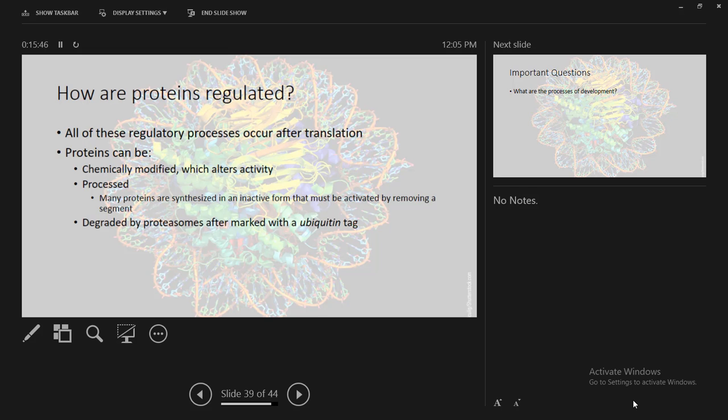Okay, and then what we just saw in the previous slide, the proteins can be permanently destroyed. Okay, they can be marked for destruction, taken to a proteasome, and chewed up, recycled. And so these are all post-translational, and these do not happen in prokaryotic cells. Okay? Any questions? Okay.